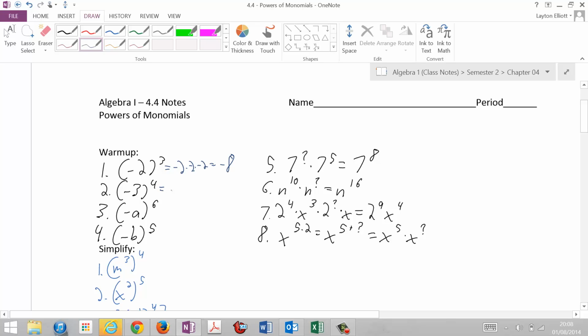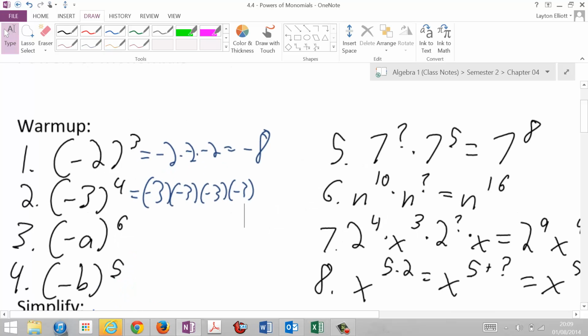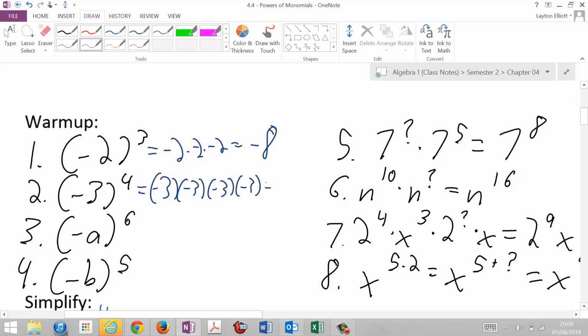Negative 3 to the fourth power is really negative 3 times negative 3 times negative 3 times negative 3, which gives us positive 81, because we have 4 negatives. Negative a to the sixth power is really negative a times itself six times. I'm going to erase all those, because the negative to the sixth is really negative 1 to the sixth power, and then a to the sixth power, which is just a to the sixth power.